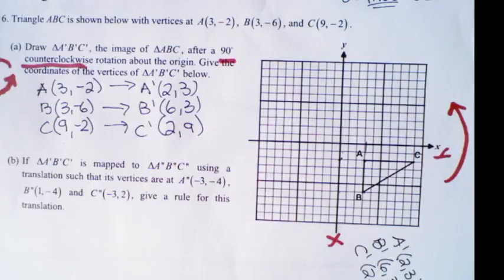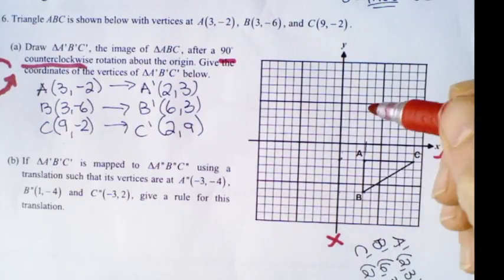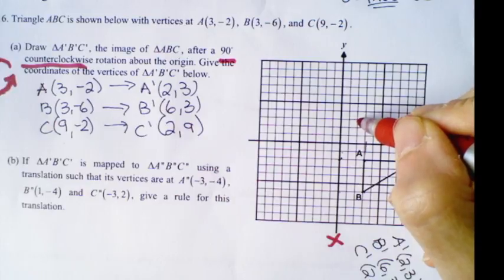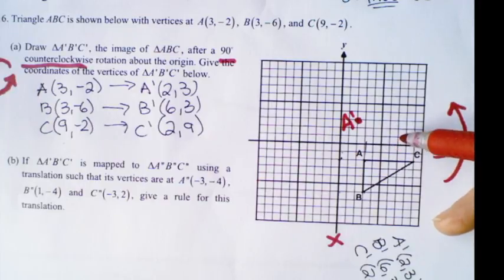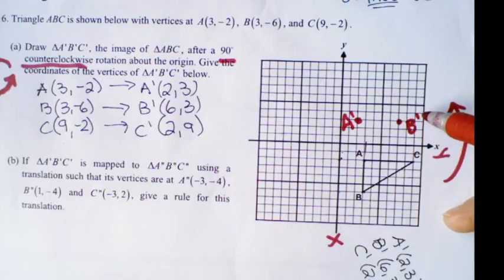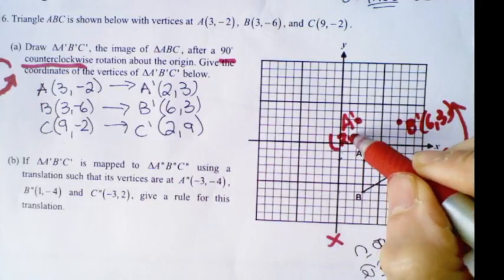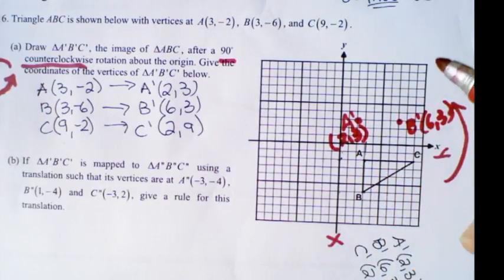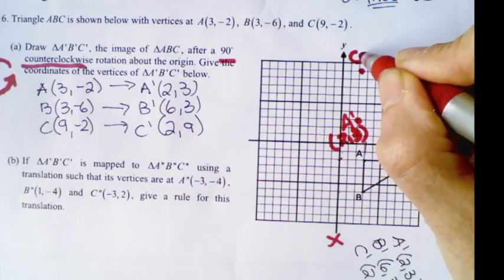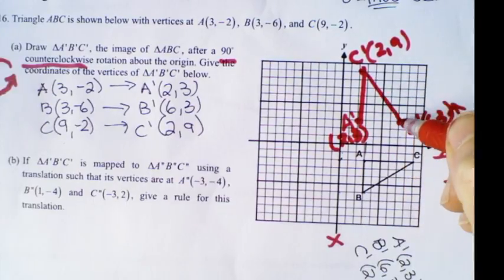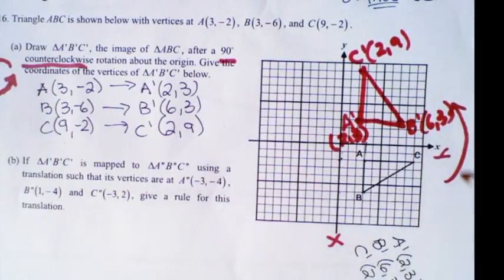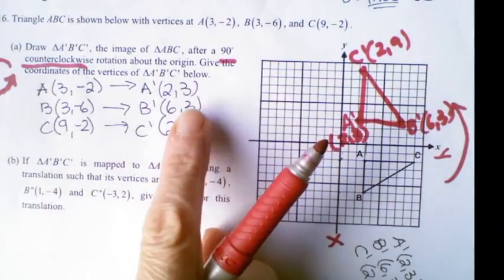Okay, and I'm going to use my red marker so you can see it. So A prime will be at 2 and 3. That's going to be A prime. B is going to be at 6 and 3. B prime, 6 and 3. I like to label them, it helps me. And C prime was at 2 and 9, which puts it here. Okay. So this is the second figure that I just mapped here.